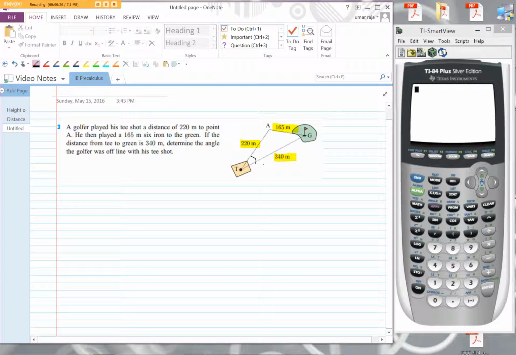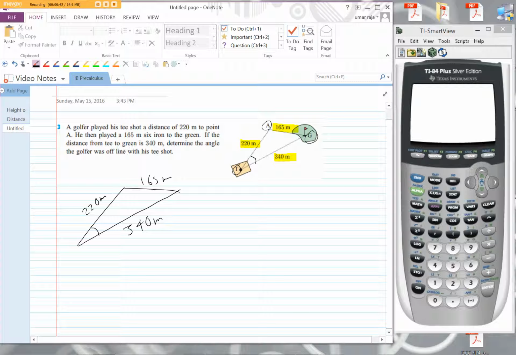What I always like to do is redraw the triangle so I can represent it in terms of A, B, and C instead of the original points and angles that they're representing it in. So we're going to say that you have this triangle which has measures of 220 meters, 165 meters, and 340 meters.